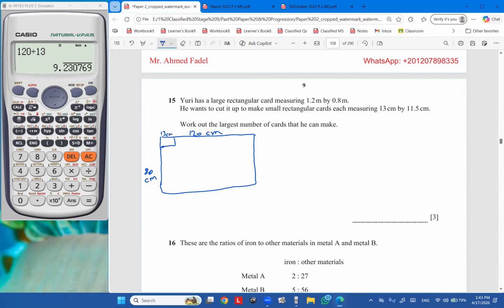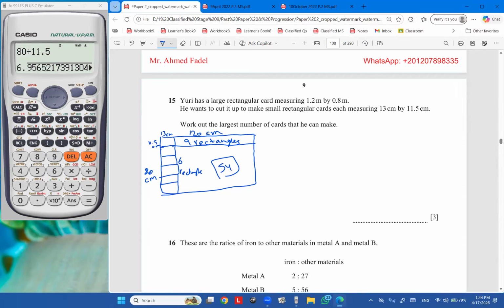So from the 13s, I need to see how many 13s are in 120. You're going to find that I have 9 rectangles fitting at this position. At the same time, the 80, the width, is actually 11.5 centimeters. So I need 80 divided by 11.5, which is going to give you 6. It's not 7 yet. It cannot be 7 because it's going to get out of the rectangle. It is 6 rectangles. 1, 2, 3, 4, 5, 6. So 6 rectangles over here. How many in total? It's 9 by 6, which is 54.